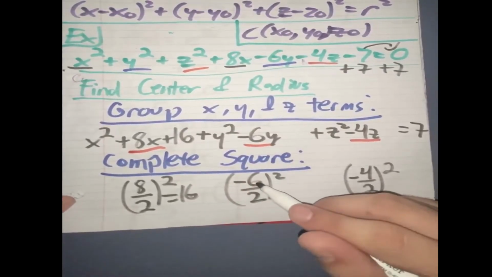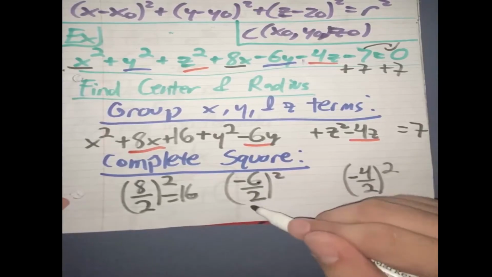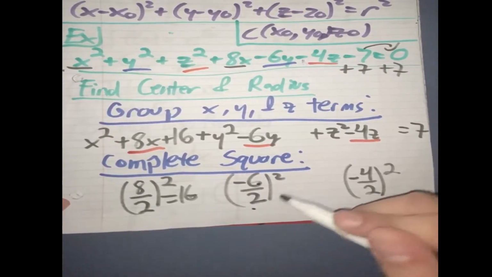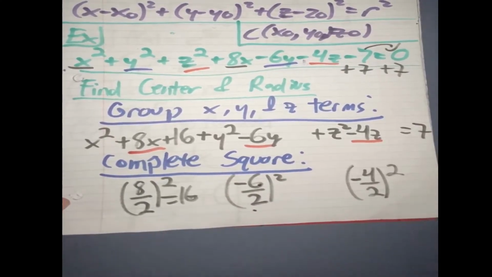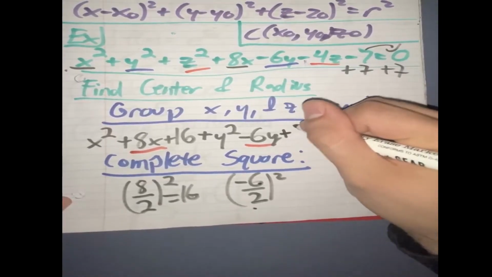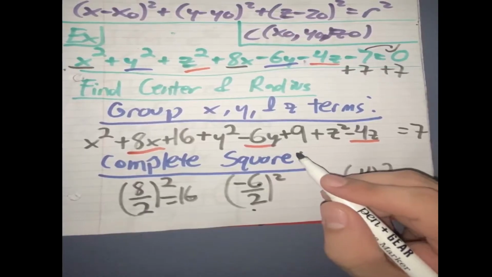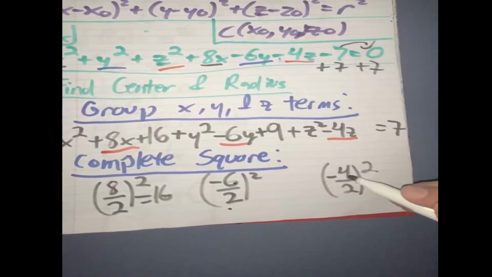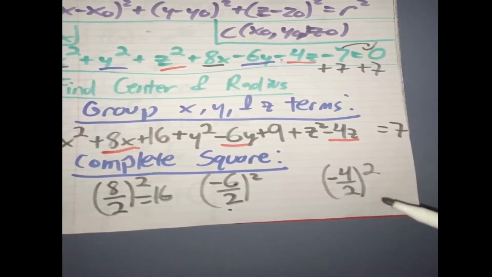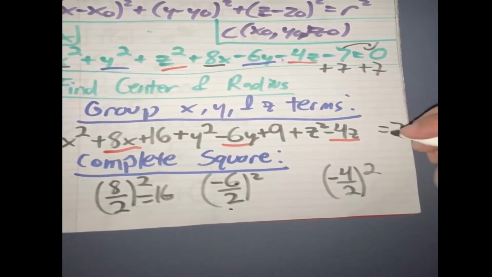Now the next step, minus 6 divided by 2 is minus 3. But when you square that, you get plus 9. So this will be for our y. And then for our z, minus 4 divided by 2 is negative 2. When you square that, that's plus 4.